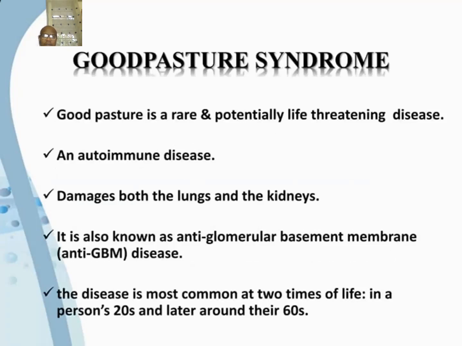So what is Goodpasture syndrome? Goodpasture syndrome is a rare, potentially life-threatening disease. It's an autoimmune disease. It damages both the lungs and the kidneys, and in some rare cases it also damages the ear. It is also known as anti-glomerular basement membrane, abbreviated as anti-GBM disease. The disease is common at two times of life. It is very common in the 20s, and it reappears in the 60s.